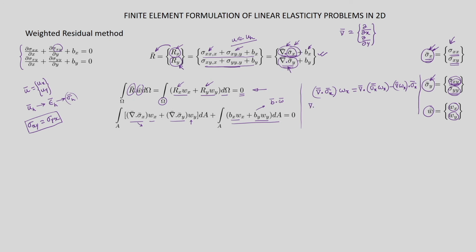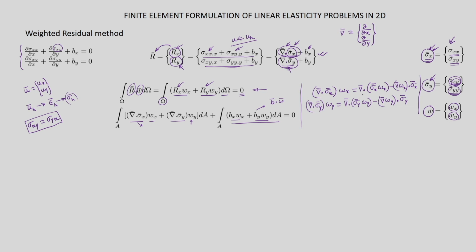Similarly, del dot sigma y bar into wy is equal to del dot sigma y wy minus del wy. So this is a vector now dot sigma y bar. Alright. So this we can write like this. So now this term and this term, you see, this is a divergence of a vector field, that is sigma x bar into wx.